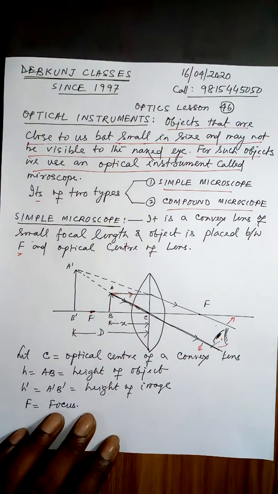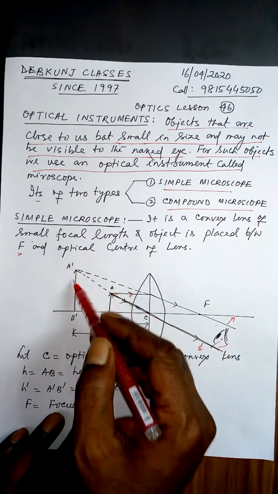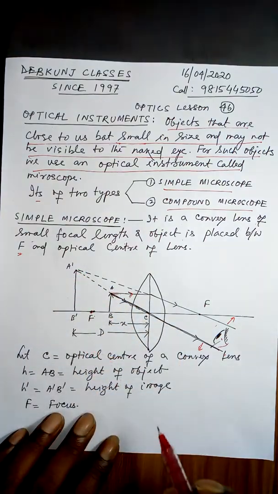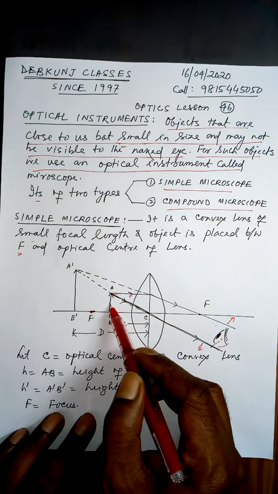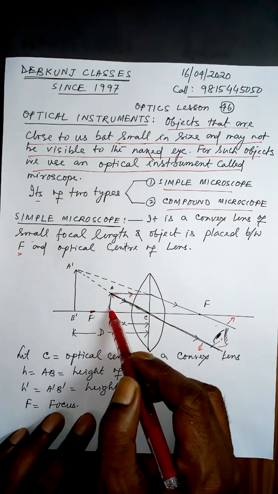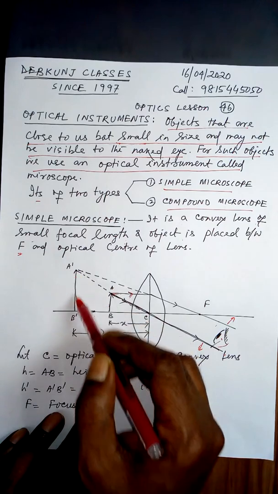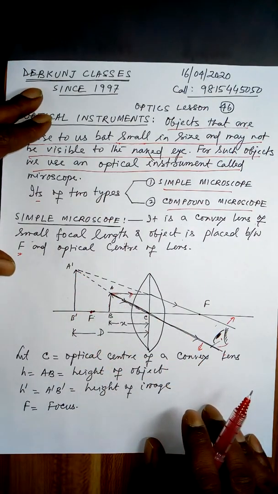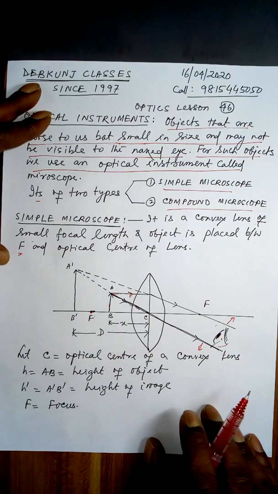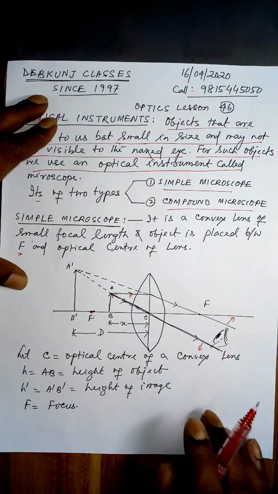This is a virtual image. If you put a screen here, this image won't be caught there. But when you are watching from this side, you are not actually seeing AB, you are watching the image of it, that is A dash B dash, which is magnified. Therefore it is called a simple microscope or a magnifying lens.